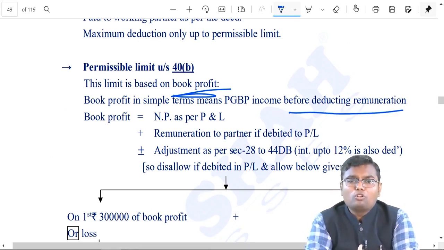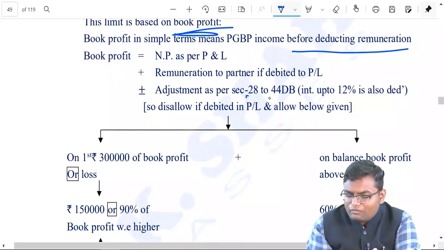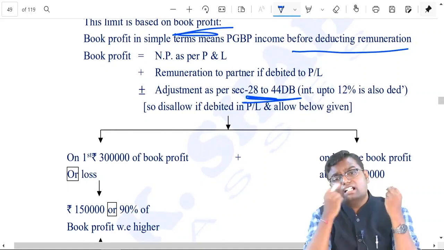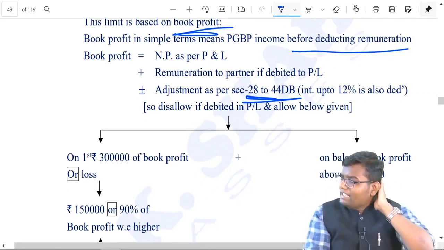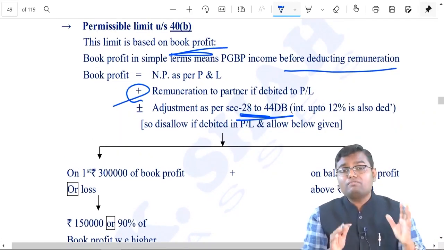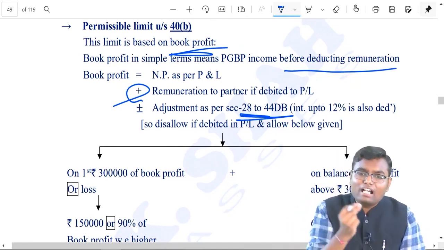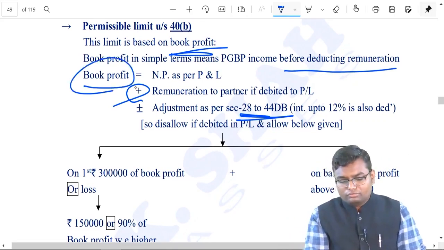So the formula of book profit is net profit as per P&L plus or minus every adjustment from 28 to 44DB. Even if you deduct interest to partners also. And if you have already debited remuneration to partners in your profit and loss account, please add it back, because we want our PGBP income before deducting remuneration. That will be called book profit.